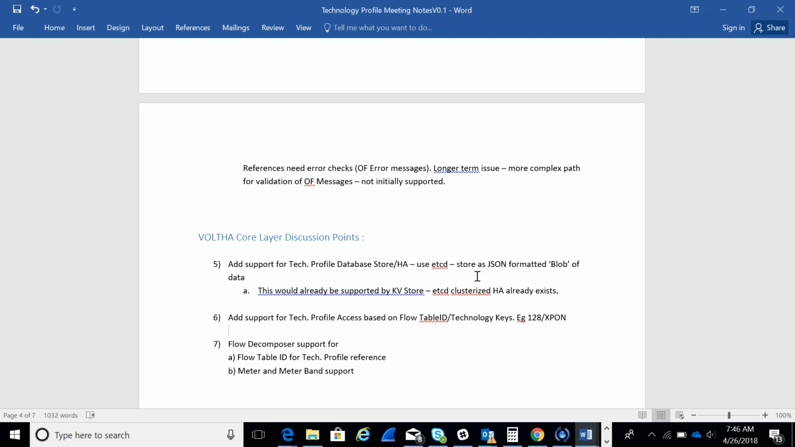Point 6 was adding support for technology profile access based on the flow table ID technology keys. So basically, originally we thought about adding more dimensions to the keys to the database profile entries, maybe something along the lines of an adapter type. But again, to keep things simple, we decided to just use the flow table ID technology. So whether it's XPON or EPON, G.fast, or whatever the technology might be as the keys, just to keep things simple.